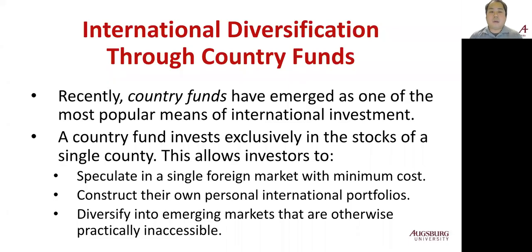Now the final part of the chapter is international diversification through several different funds. The first one is country funds. Recently, country funds have emerged as one of the most popular ways to invest internationally. A country fund invests only in stocks of a single country. This allows investors to speculate in a single foreign market with minimum cost.